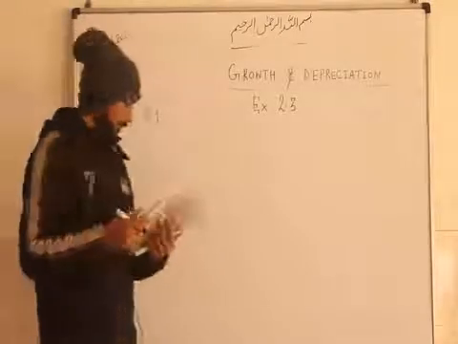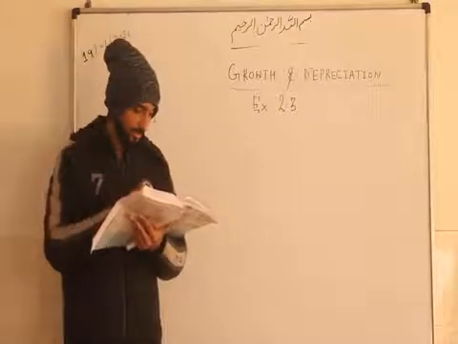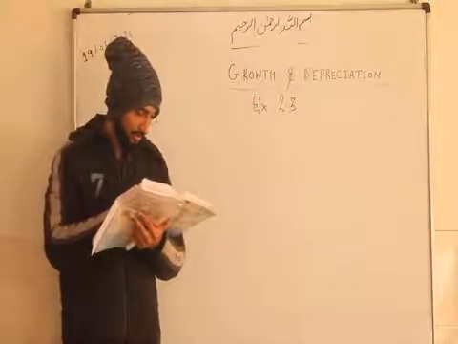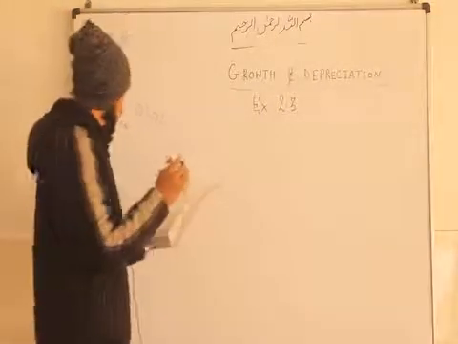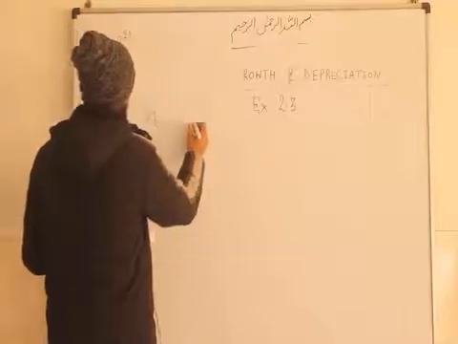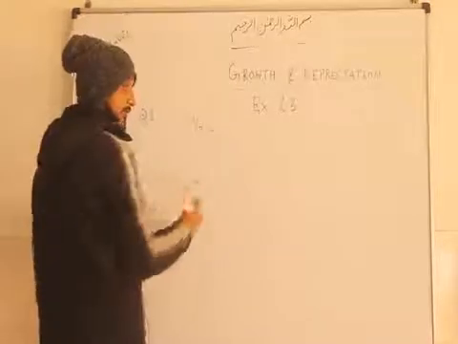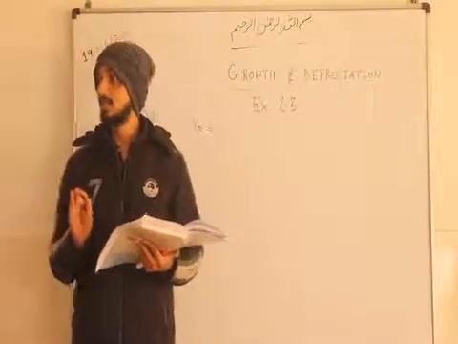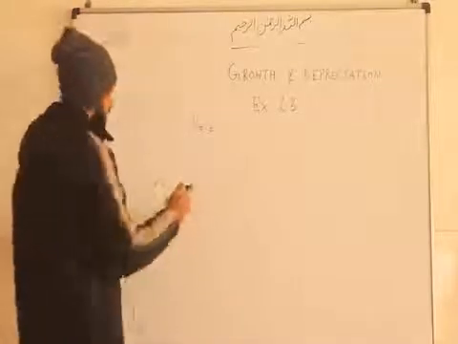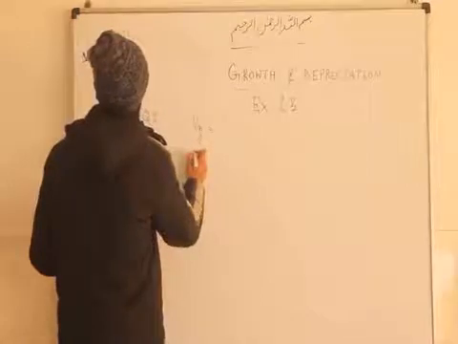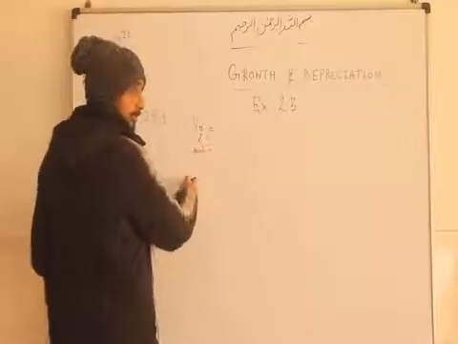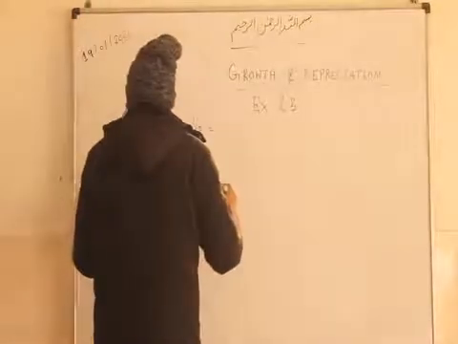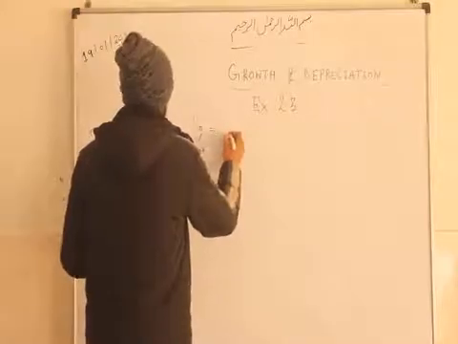The present population of a town is 2 lakh. So this is the V naught. Why are we using 0? That is naught. That is the initial. It shows the initial value. We read it like naught. Okay, V naught is equal to 2 lakh.